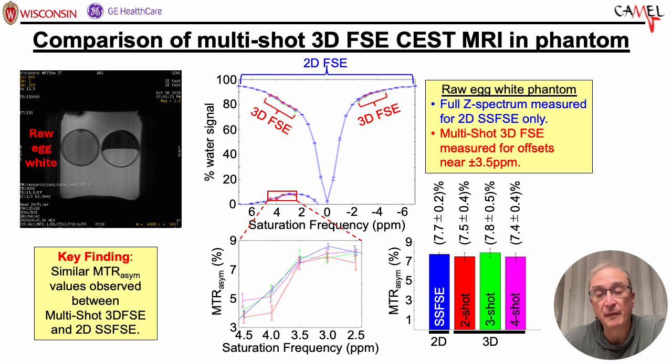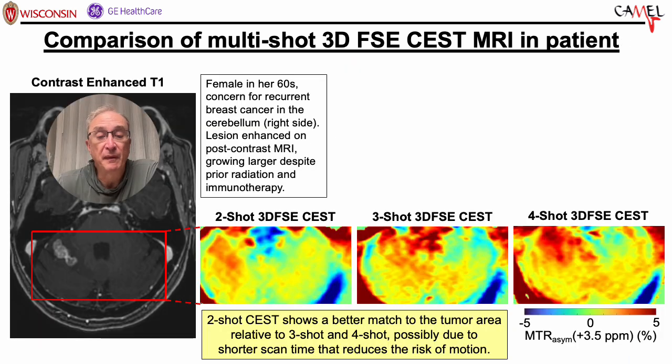And the histogram bars show that the 2D SSFSE measured 7.7% CEST, while the 3D FSE techniques also showed comparable results. Two-shot, again, was just fine. So, does this work in vivo?